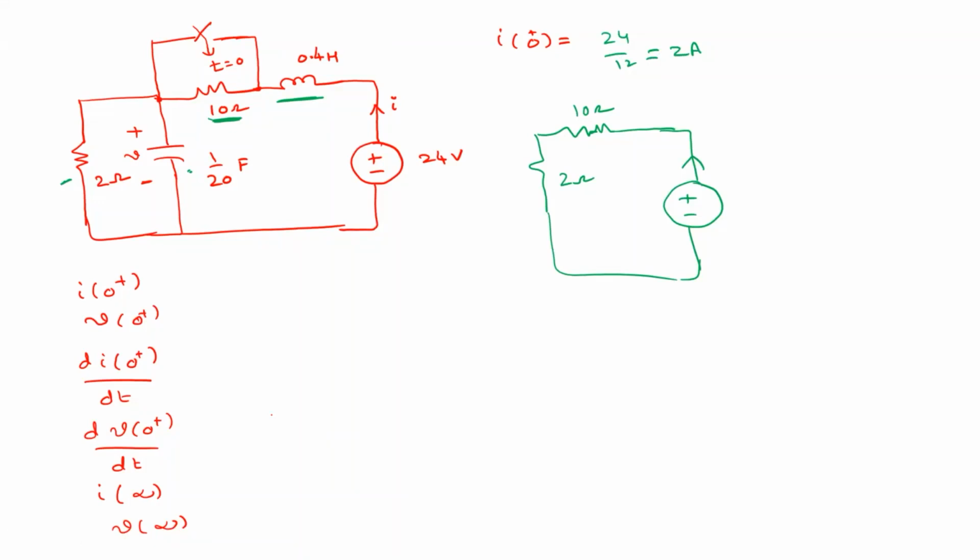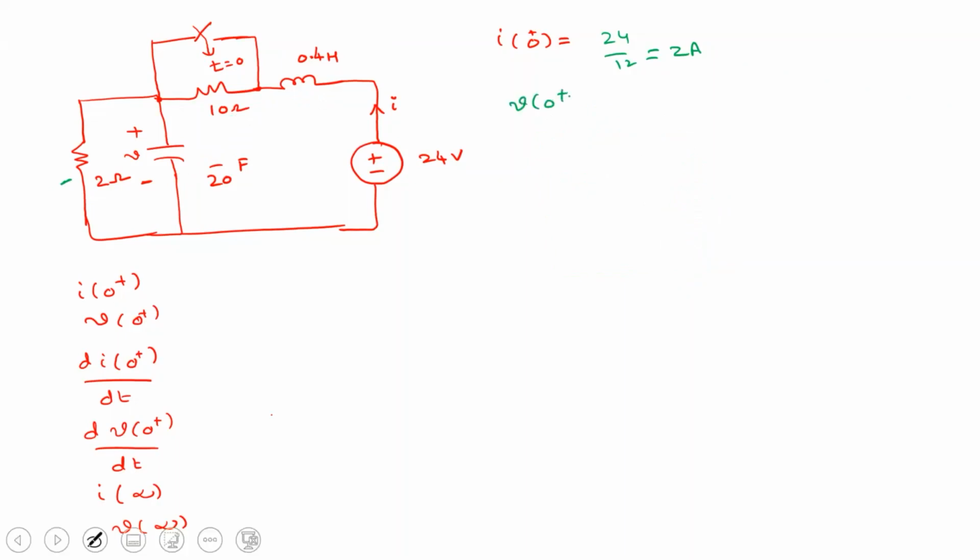This is clear, right? So this switch is open, this switch is closed at t equal to 0. Okay, so that means for t less than 0, this 10 ohm is present. No confusion, right? So what is the next step? So voltage across 0 plus. So what is V of 0 plus?